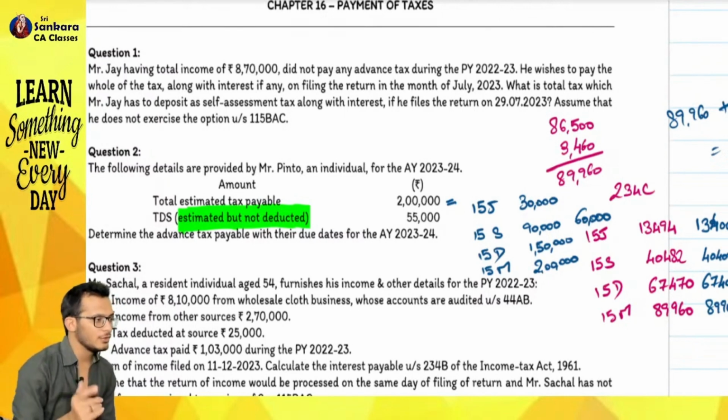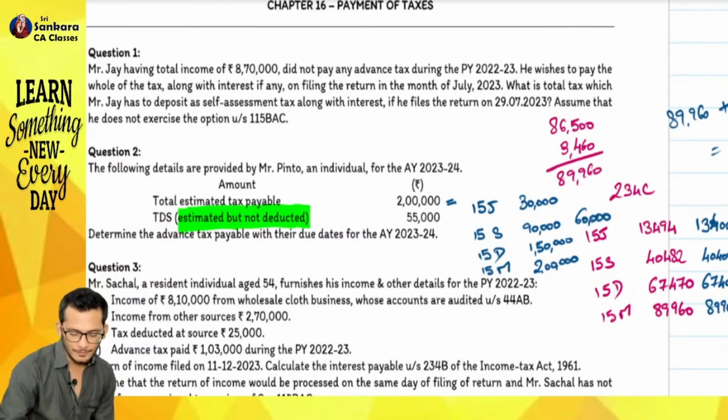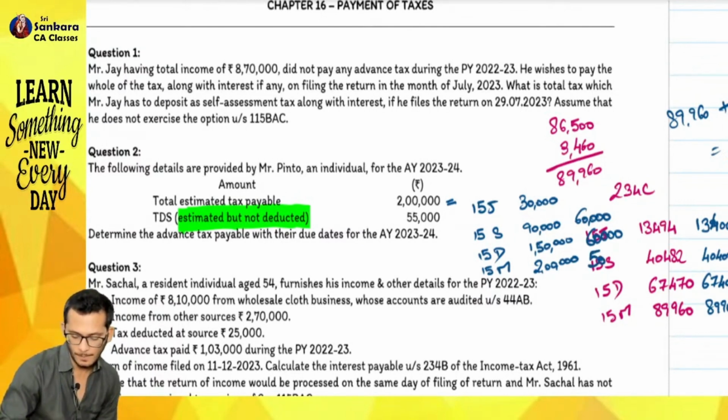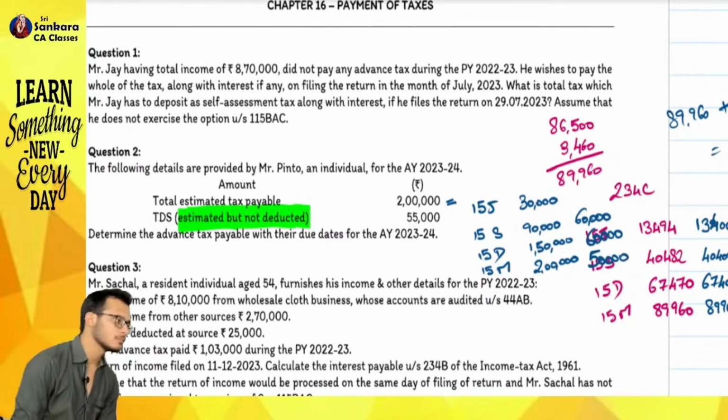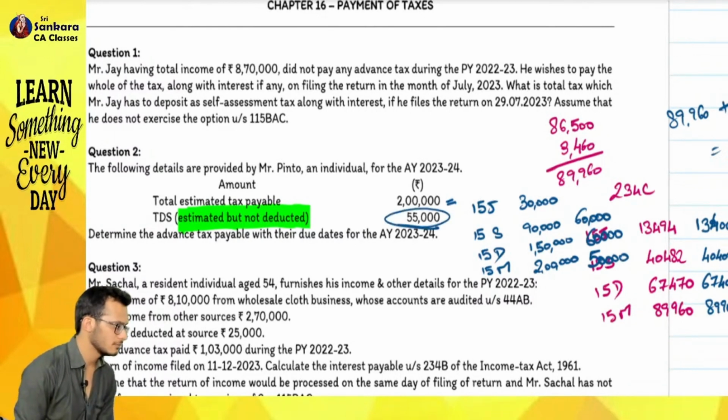90,000 is accumulated. You have already paid 30, which means next quarter you will pay 60. Next quarter you will pay 60,000. Last quarter you will pay the remaining amount. This is 4 marks to write. The only thing which you could miss out is 55. Careful on that.